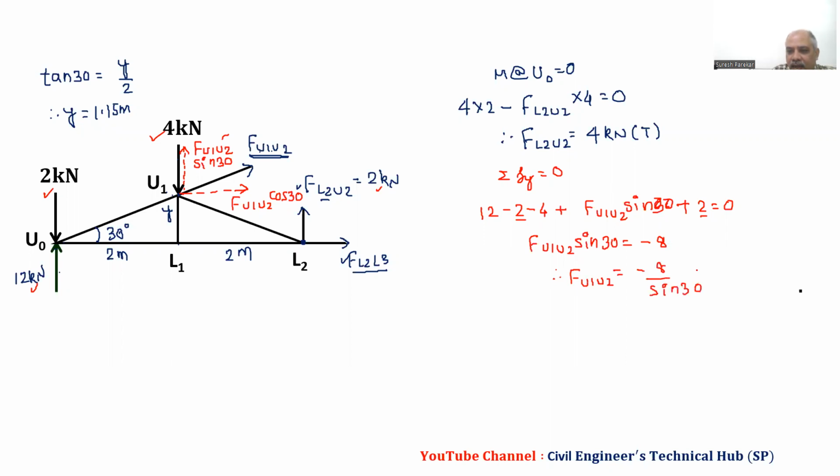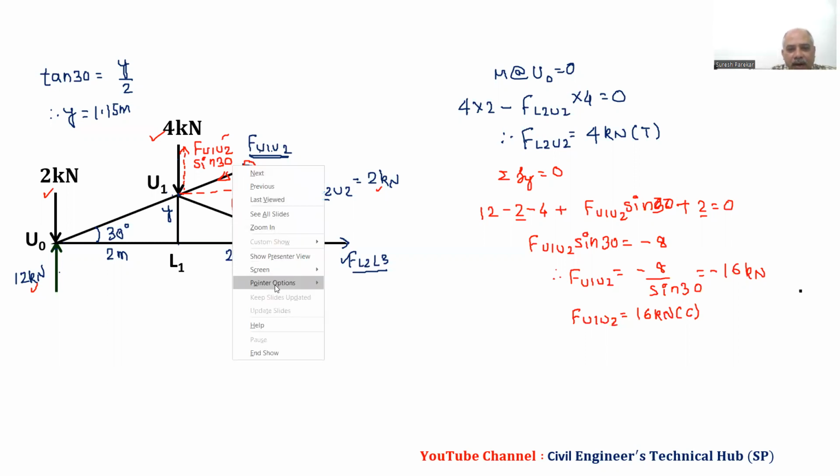And this will be minus 16 kilonewton. And then we can have F U1, U2, that is equal to 16 kilonewton. And that is compression. So we have assumed direction that is tensile, so this is wrong. And that will be compression.